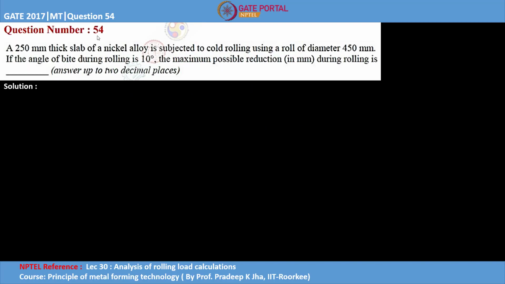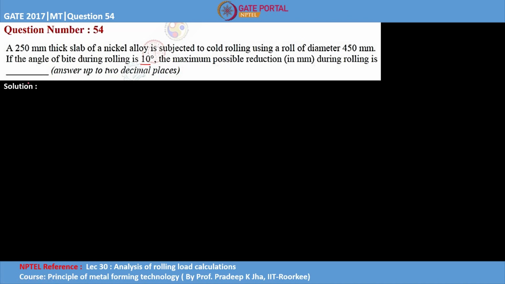So this is question number 54 of GATE 2017 Metallurgical Engineering. A 250 mm thick slab of a nickel alloy is subjected to cold rolling using a roll of a diameter 450 mm. If the angle of bite during rolling is 10 degree, the maximum possible reduction during rolling is that we have to calculate.